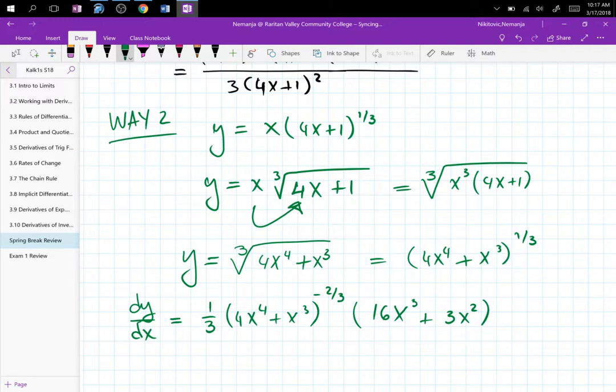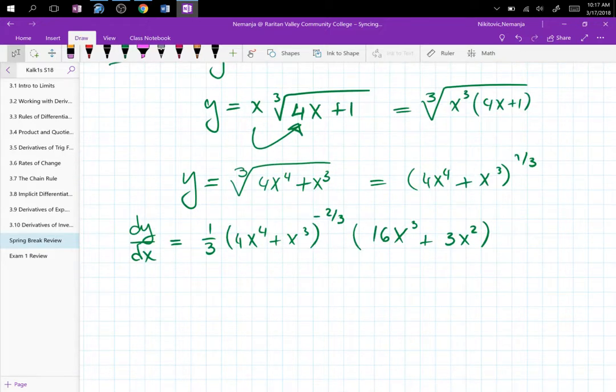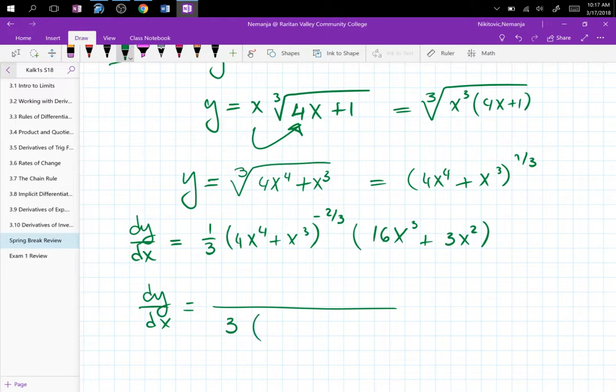And should I use the air quotations here? Then you make this pretty, right? dy dx is equal to, you have the long division line, the 3 goes downstairs, the 4x to the 4 plus x cubed to the negative 2/3, no, positive 2/3, sorry, goes down, and then you have your 16x cubed plus 3x squared goes here.